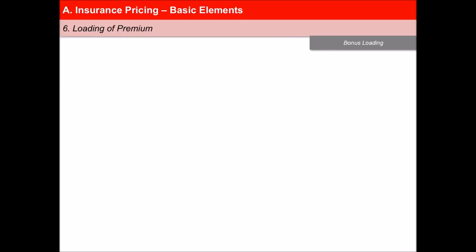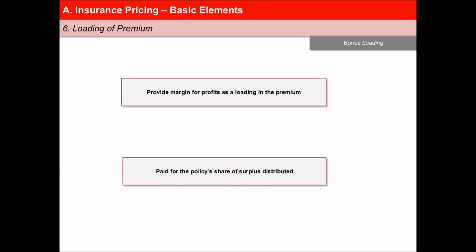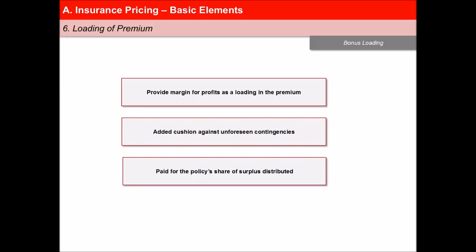Participation in profits also ushered an element called bonus loading into premiums. The idea was to provide a margin for profits as a loading in the premium, such that it served as an added cushion against unforeseen contingencies and also paid for the policy's share of surplus distributed as bonus. Next, we will learn about loading of contingencies.